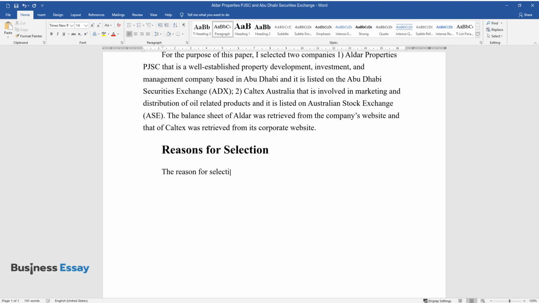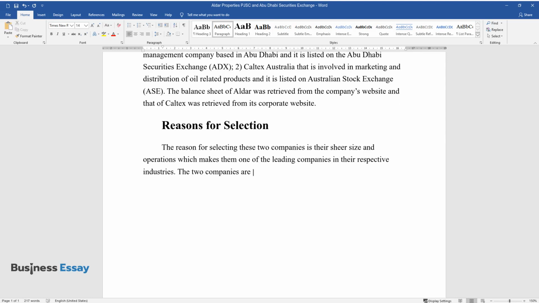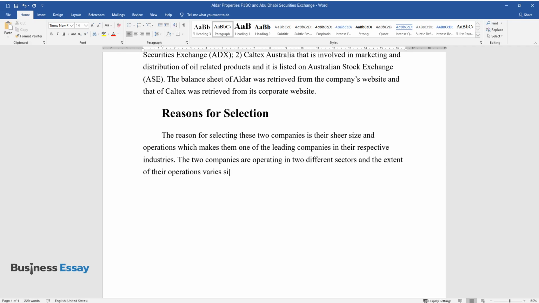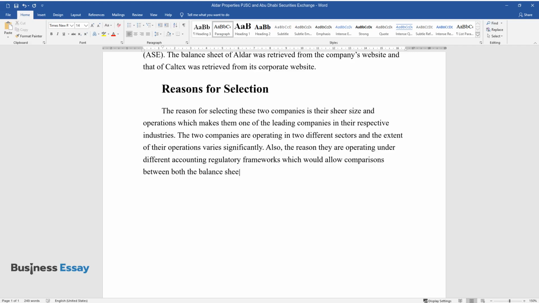Reasons for selection. The reason for selecting these two companies is their sheer size and operations, which makes them one of the leading companies in their respective industries. The two companies are operating in two different sectors and the extent of their operations varies significantly. Also, they are operating under different accounting regulatory frameworks, which would make comparisons between the balance sheets of the two companies more interesting and comprehensive.